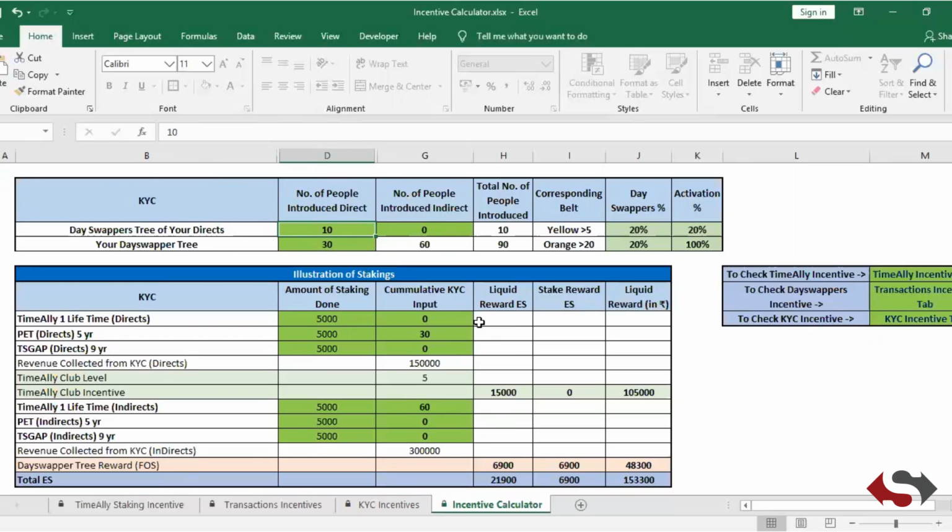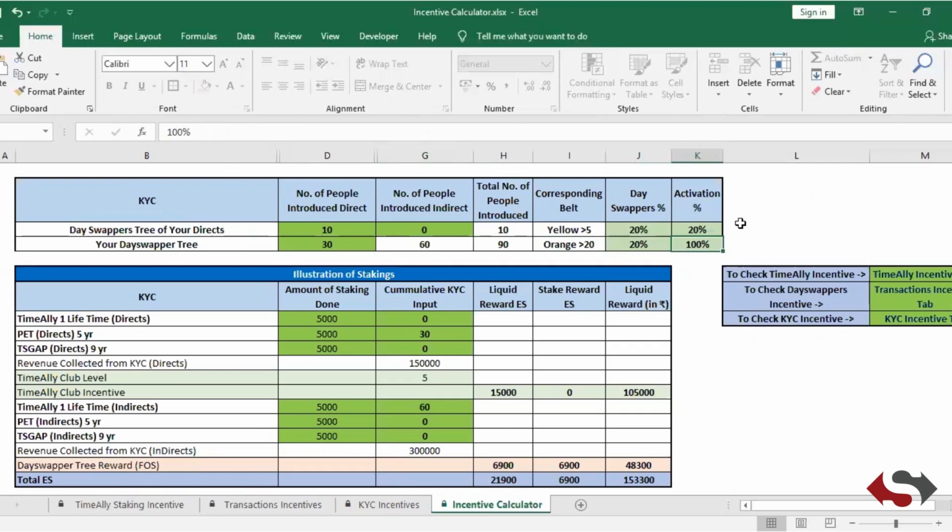My directs are each introducing around 10 people, and I am introducing around 30 directs in this month. According to that, I shall be getting orange belt, having a total of 90 people come from the direct. And I'm just saying that they are activating around 20% on average. Not all my directs are performing, only 20% of them. And out of them, the indirects I'm getting are around 60 people. So that's my team size.